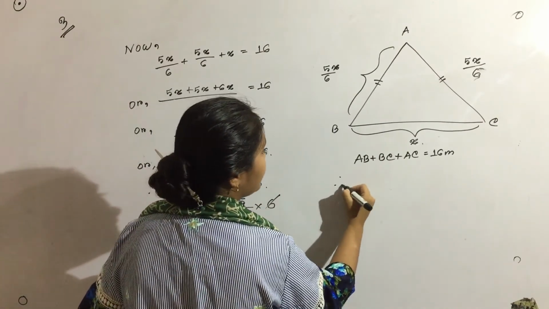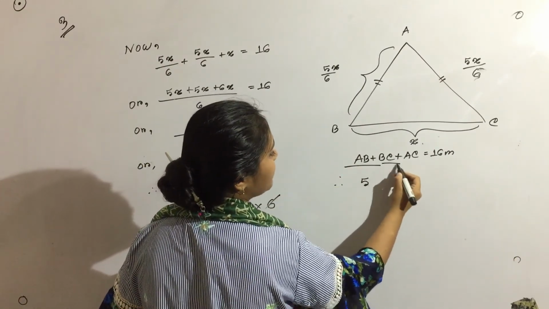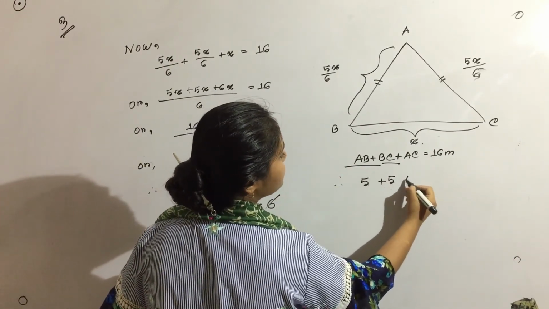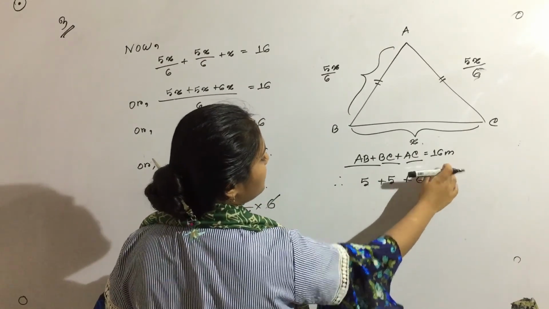Therefore, we can say that side AB is 5, side AC is also 5 and side BC is 6. All of these add up to 16.